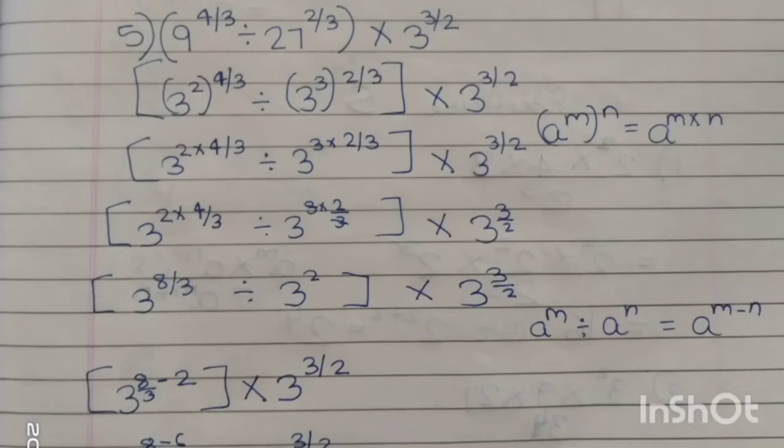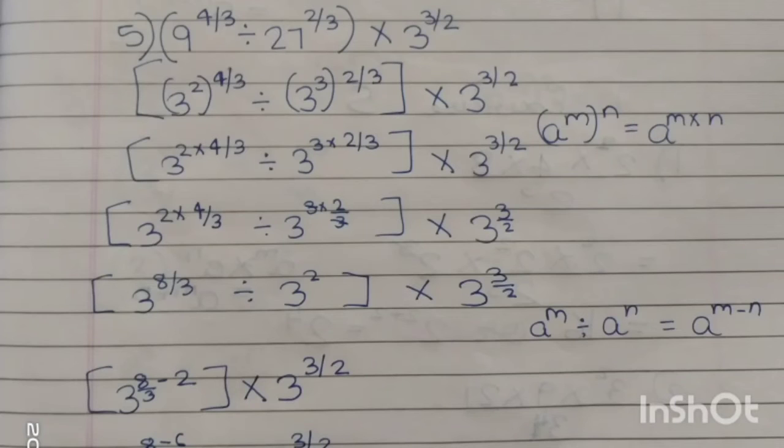Now again factorize 9. We know that 3 into 3 is 9. So 3 to the power 2 is 9. So we can write 9 to the power 4 by 3 as (3 to the power 2) bracket 4 by 3, divided by 27. We can write it as 3 to the power 3. So (3 to the power 3) bracket 2 by 3 into 3 to the power 3 by 2. Now all the bases are same.